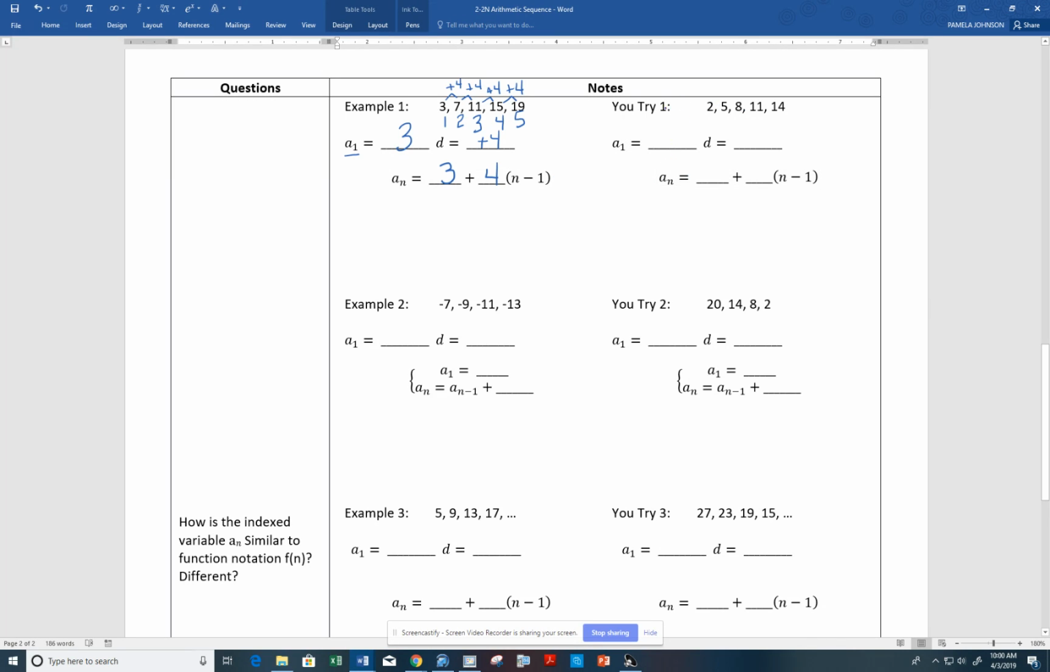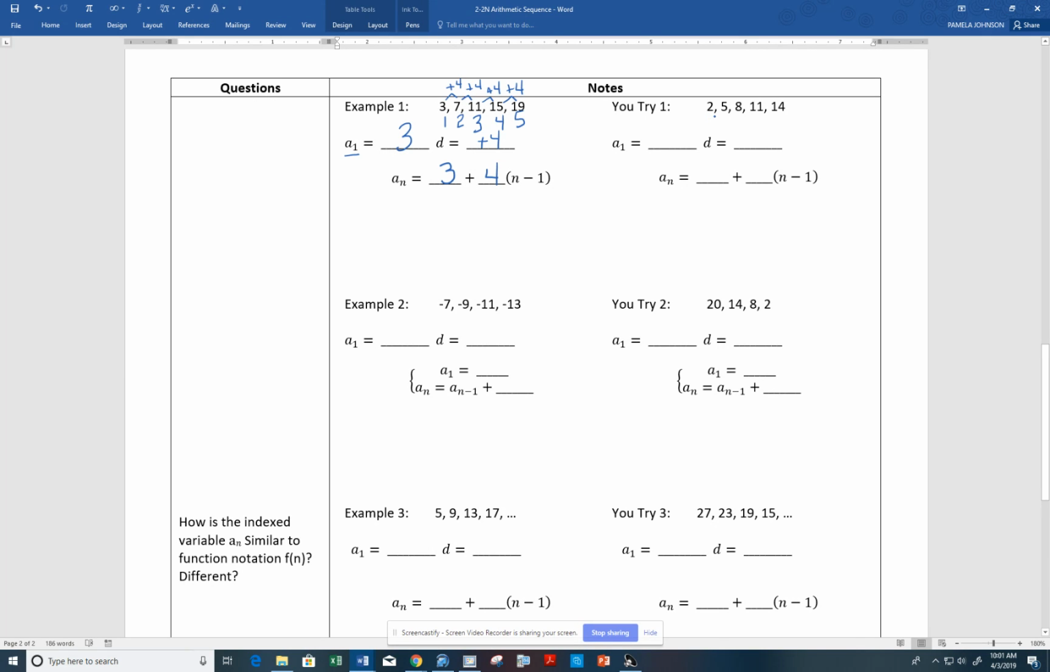Pause the video. I want you to try number 1. Okay? Find your first term, find your common difference, and fill in the formula. I'll give you a couple of seconds, and then unpause the video and come back, and we will put the answers in there so you can check. All right, guys, you should have unpaused the video by now. Okay, you should have tried this yourself.